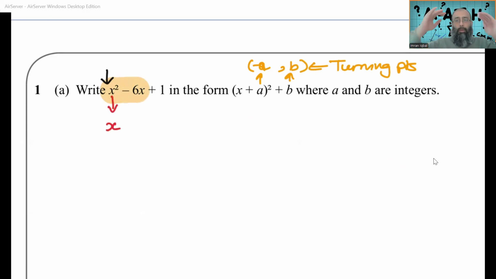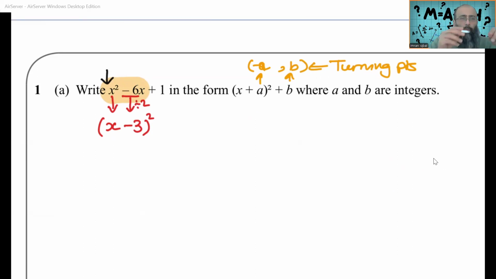The squared will come back in the bracket, so we have no squared here at the moment. And then we put our single set of brackets with the x, and then we have to take the minus 6 and divide it by 2. If we do minus 6 divided by 2, that will give us an answer of minus 3. So we're writing the first two components as a factorized style answer.